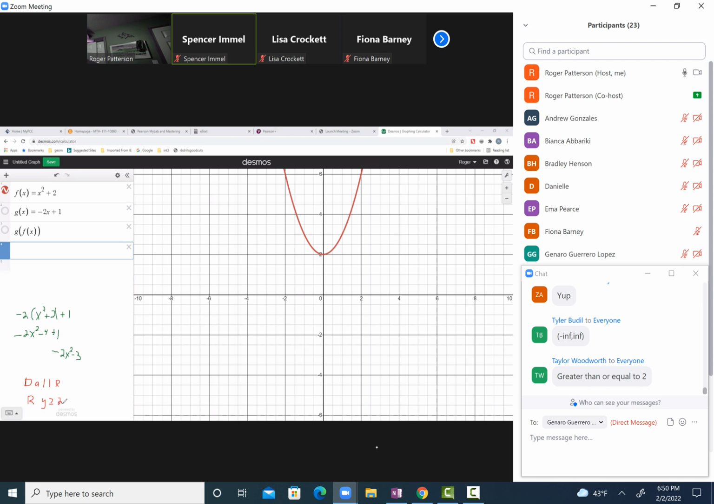Okay, now let's think about this. So this now, that's the input, isn't it? So now this becomes the input into the g function. Now the g function will take anything, right? It's all real numbers. So it'll take anything, but we're only putting in numbers that are greater than 2 because that's all that we're getting out, right?